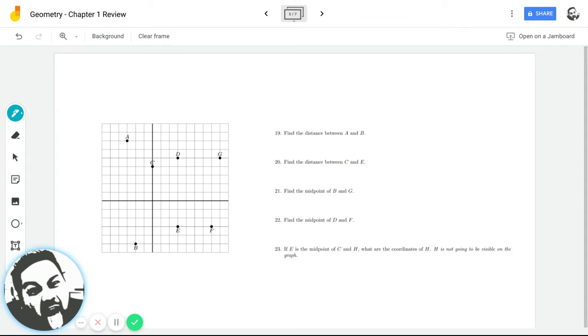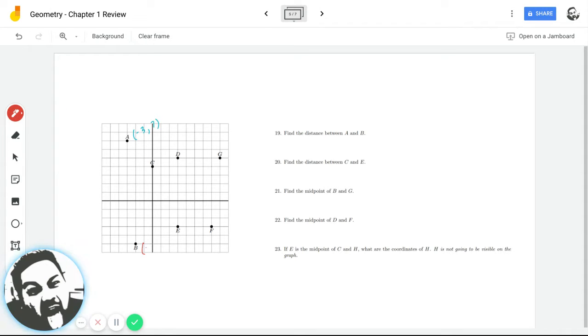So I'm going to count this out. We're going to go 1, 2, 3. So A is -3 so far. And then we count up 1, 2, 3, 4, 5, 6, 7. So A is (-3, 7). Since we're only dealing with AB, I'm not going to stress over the other points. I'm just going to get these two.